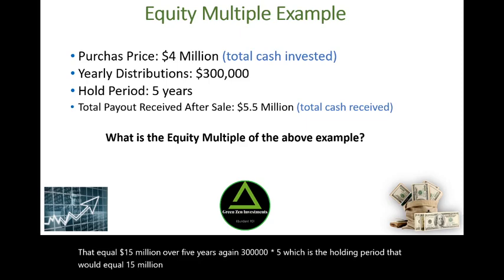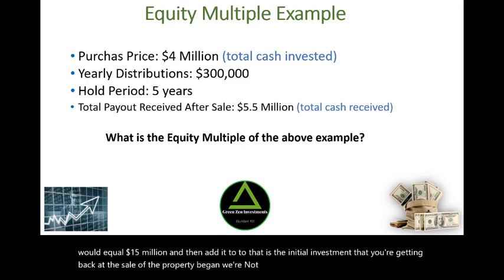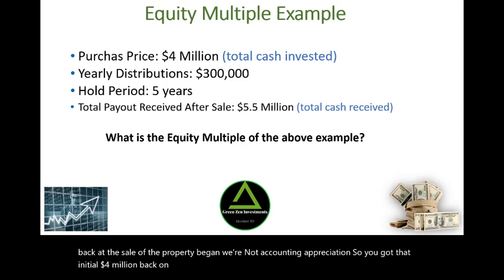And then added to that is the initial investment that you're getting back at the sale of the property. Again, we're not accounting for appreciation. So you got that initial $4 million back on top of the 1.5 million. So 4 million plus 1.5 million is $5.5 million. Hopefully that makes sense to you guys.